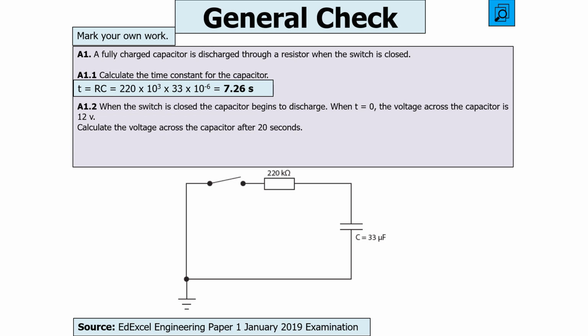You got given capacitance in the question. Micro turns into farads by times 10 to the minus 6. So you pop it through to get 7.26 seconds.